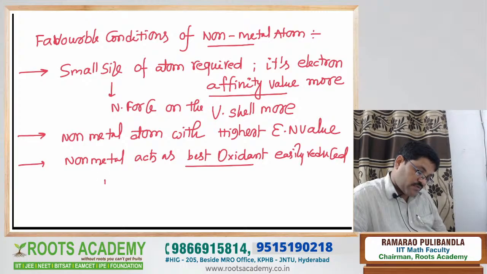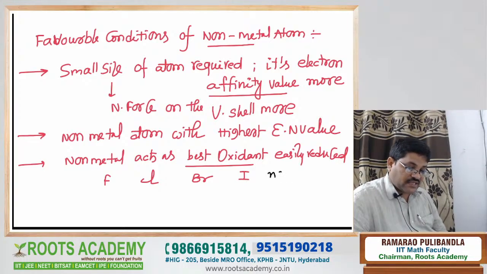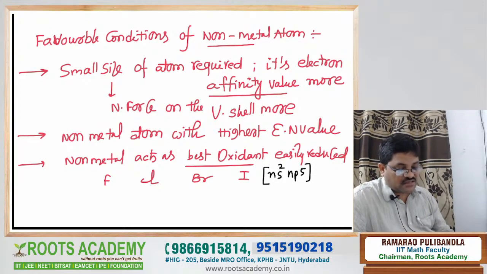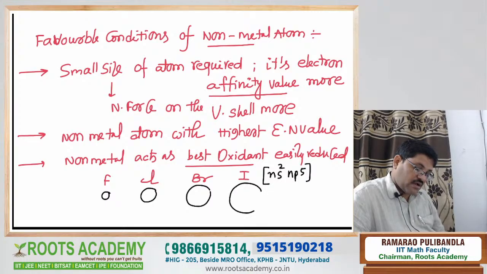Now take the example of fluorine, chlorine, bromine and iodine. You tell me, what is the general configuration of these halogens? The general configuration is ns2 np5. In the valence shell, 7 electrons are there. Now fluorine is small in size. This is the size of the fluorine, this is the size of the bromine, and this is the size of the iodine.